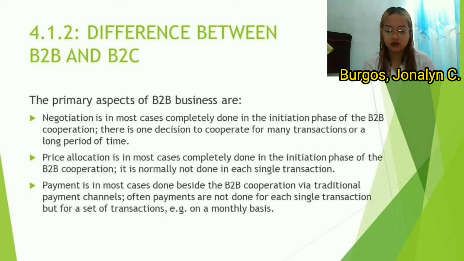Payment is also done in B2B in most cases via common or traditional payment channels. Sometimes these payments are not done for each single transaction, unlike in the price allocation, but are done on a highly basis. So we can say that B2B or business-to-business cooperation is a specific type of partnership, and in most cases, the other organization agrees on it between different autonomous country regions.